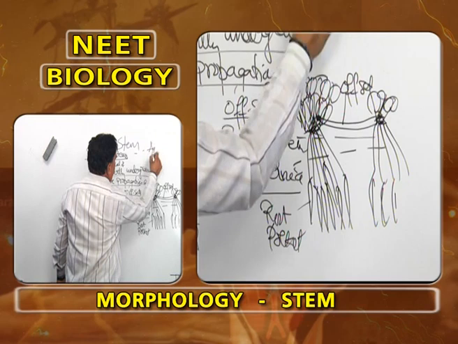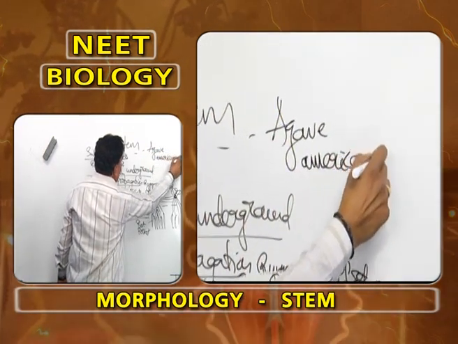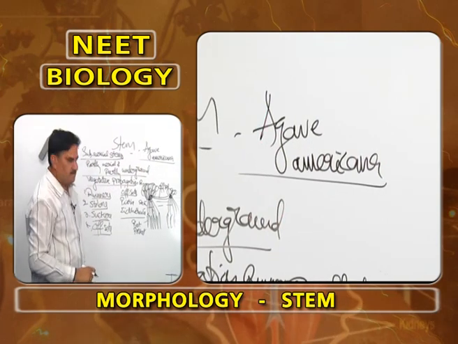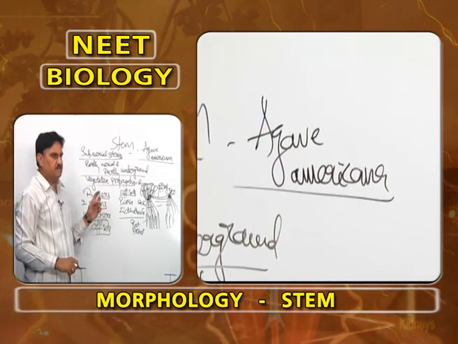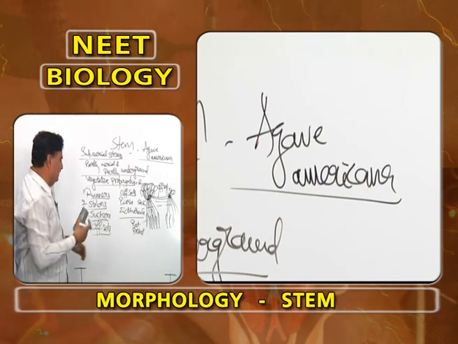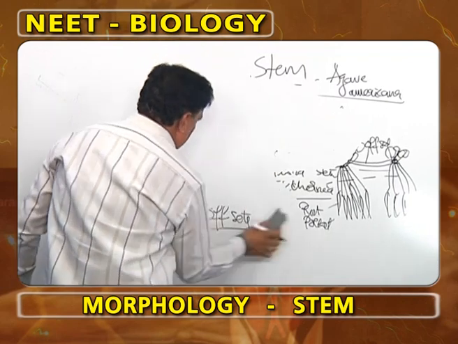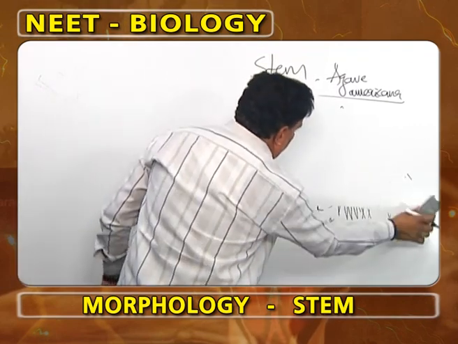The only terrestrial plant with offsets is Agave americana. That means agave shows two concepts: one is bulbils, the other is offsets. So, subaerial stems are partly aerial, partly underground.